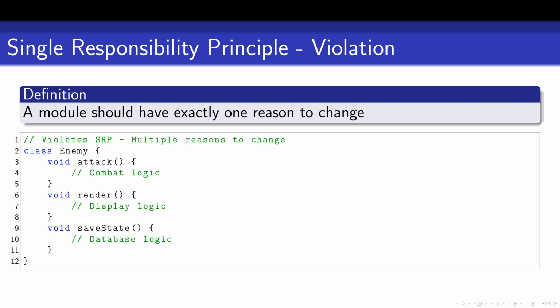Here's an example of violating this principle. The Enemy class handles three responsibilities: combat logic in attack, display logic in render, and database logic in saveState. Mixing these responsibilities makes the class harder to maintain and adapt.